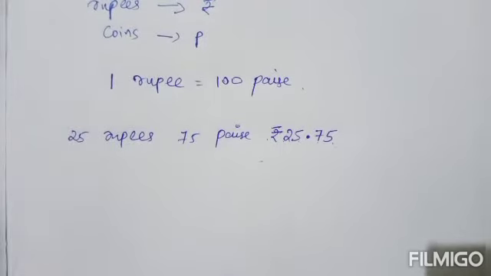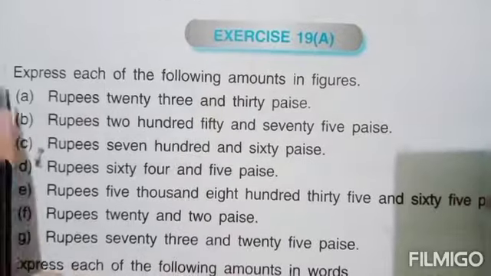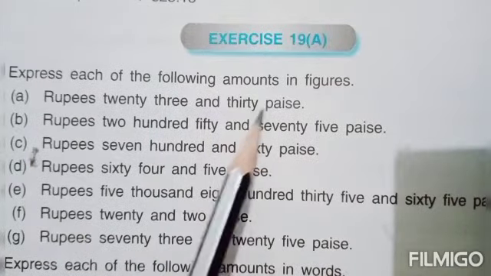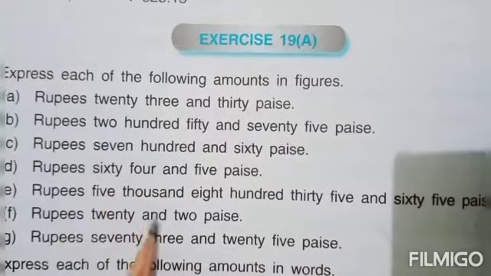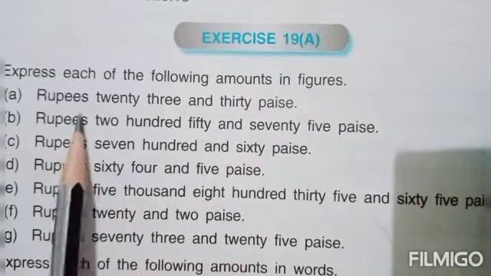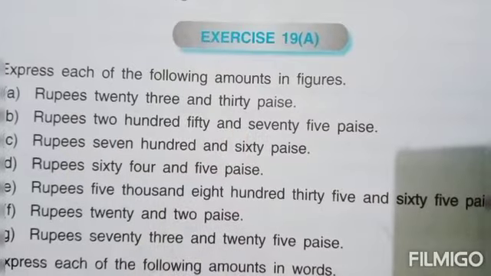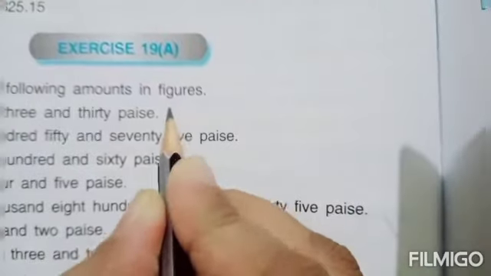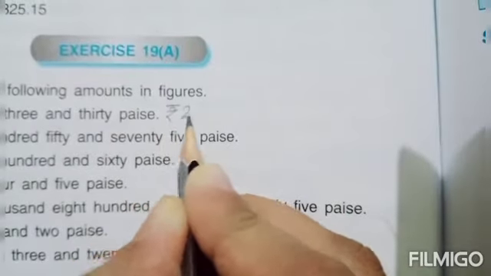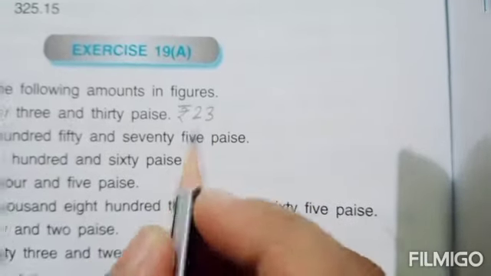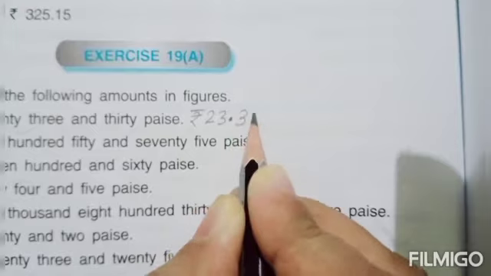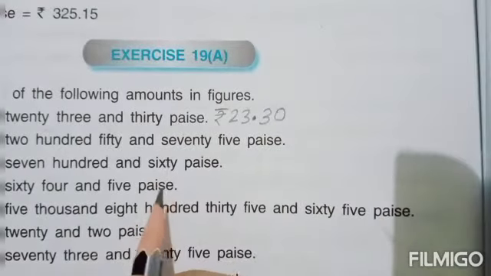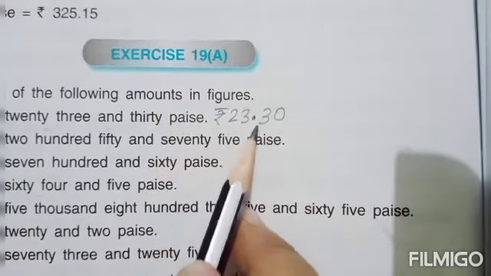Now exercise 19a. First question, express each of the following amounts in figures. A, rupees 23 and 30 paise. So how can you write this? First write the rupee symbol, then 23 rupees, so rupees 23.30 paise. So 30 you can write after the point. So rupees 23.30.